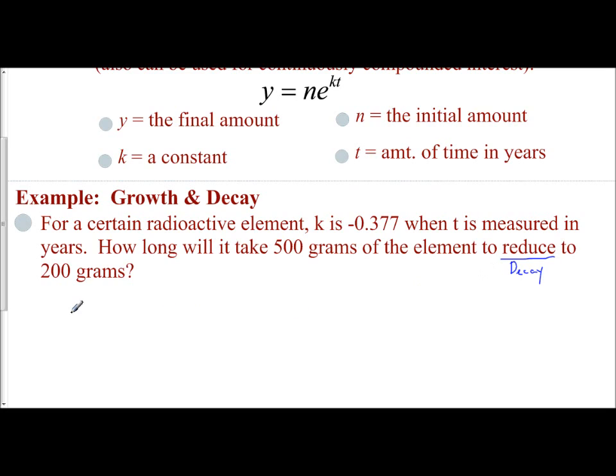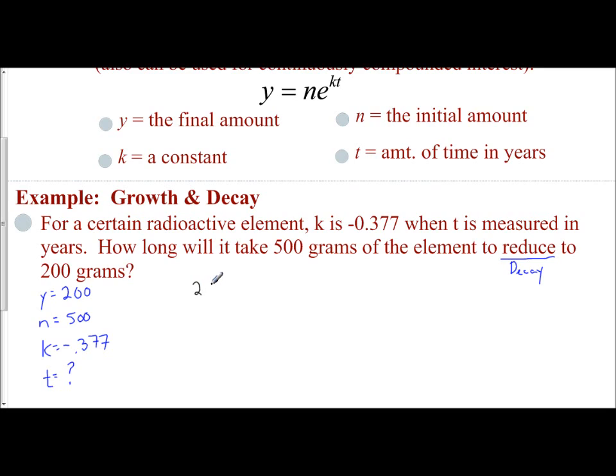So I'm going to go ahead and label everything I know. Y is the final amount, which I want to be 200. N is the initial amount, which was 500. K was given to me as negative 0.377, and T is what we want to find. We want to know how long in years will it take. So I have all my information, so I'm going to go right to my formula.